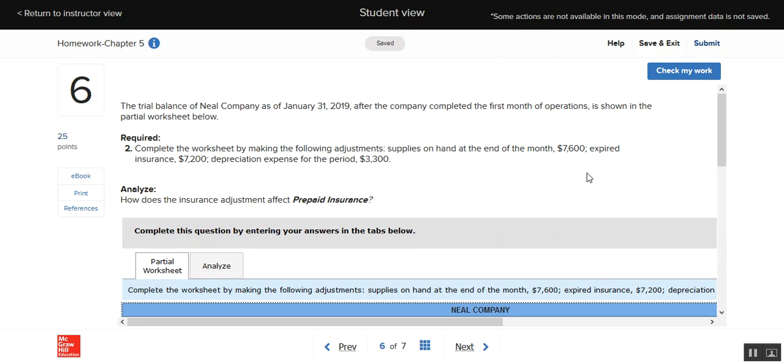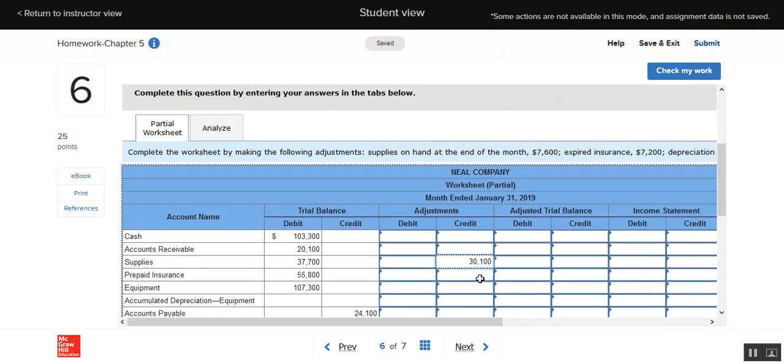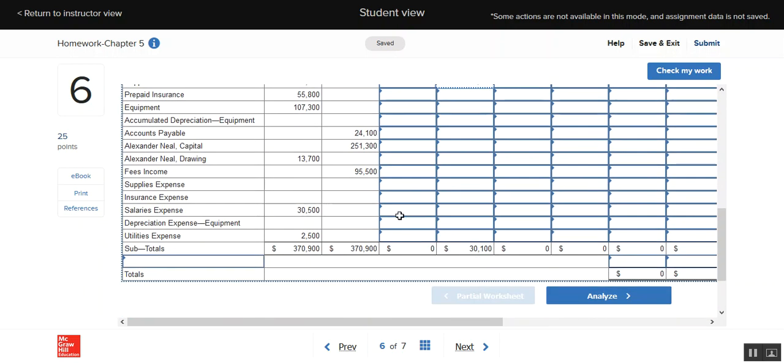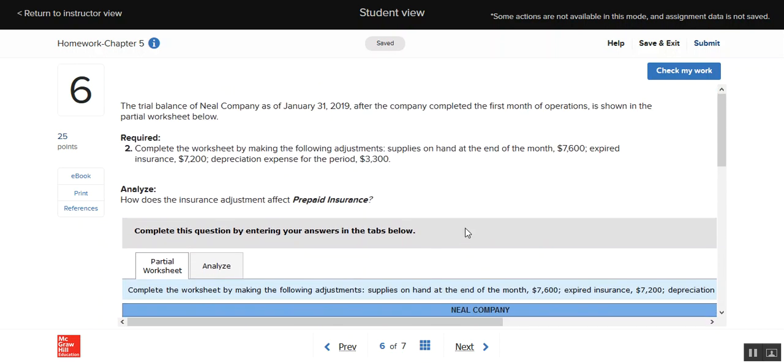We didn't finish that one. That's a credit. Anytime we have a credit, we also have to have a debit, at least one of each. So if you think about the previous problem we did, when we credited supplies, we debited supplies expense. That's what we're going to do in this one. We're going to find supplies expense and debit it for the same amount as we credited supplies. All right, now we can go to the next adjusting entry.